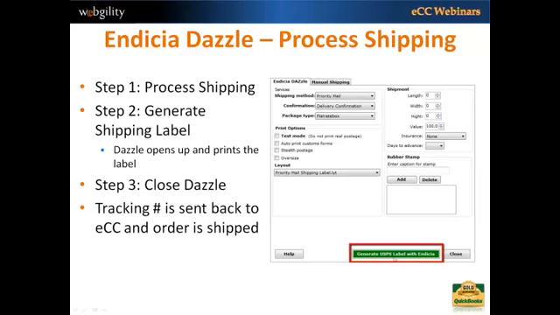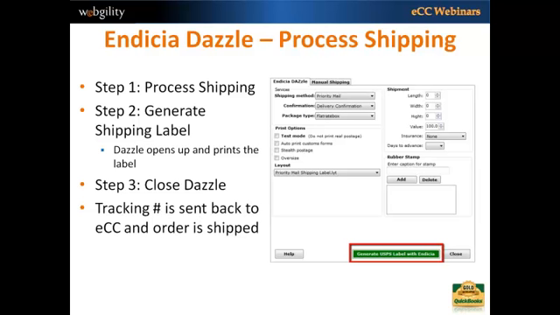The moment I click on Generate USPS Label with Endicia, Endicia Dazzle will open up, it'll print out the label, and subsequently you'll close Endicia Dazzle as your step number 3. As soon as you close Endicia Dazzle after the label has been printed, the tracking number is sent back to eCC and the order is marked shipped.